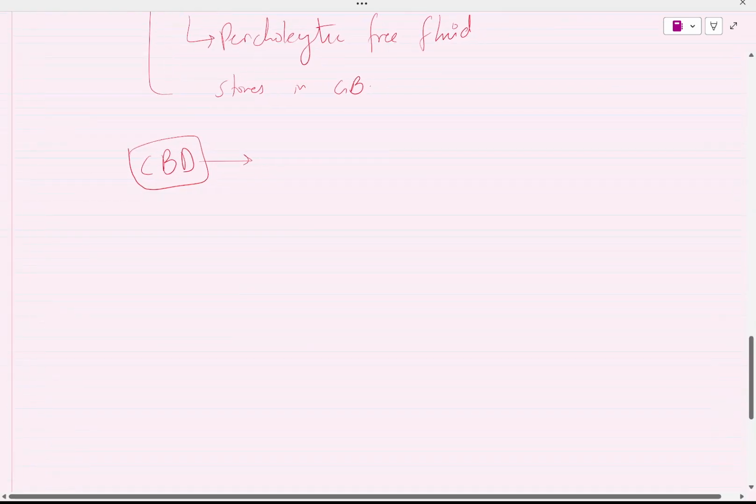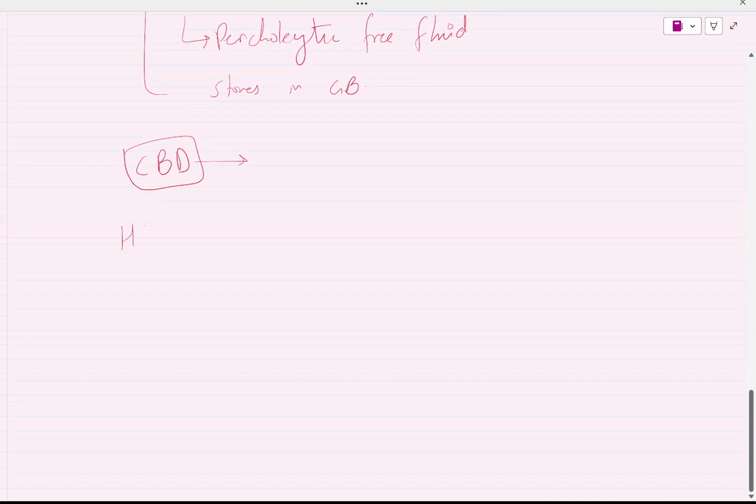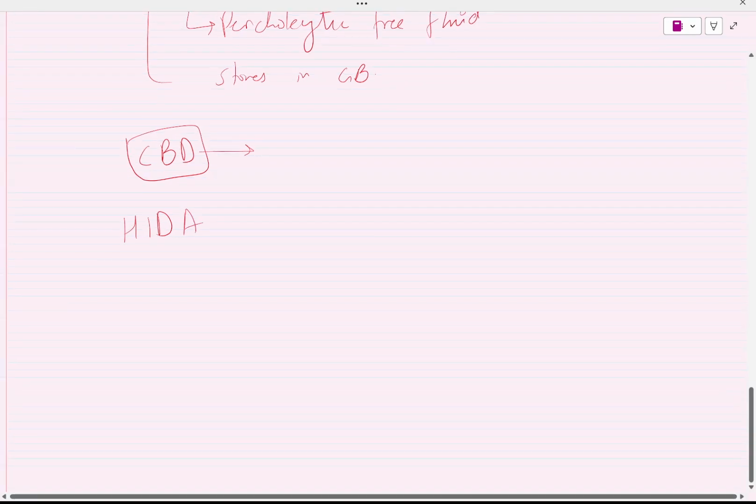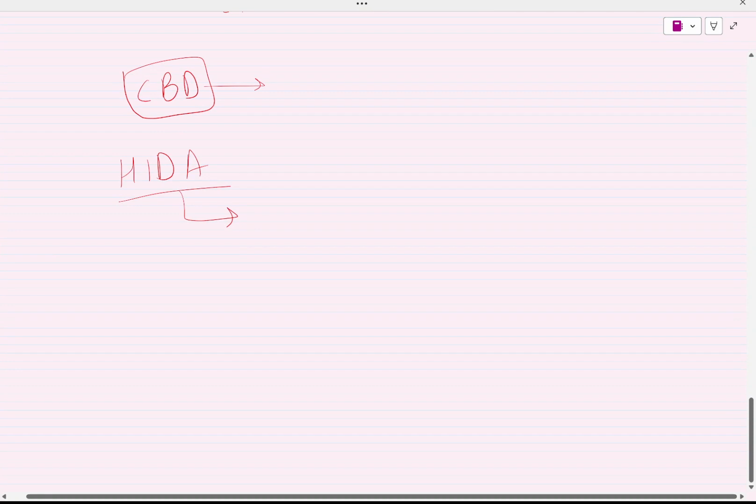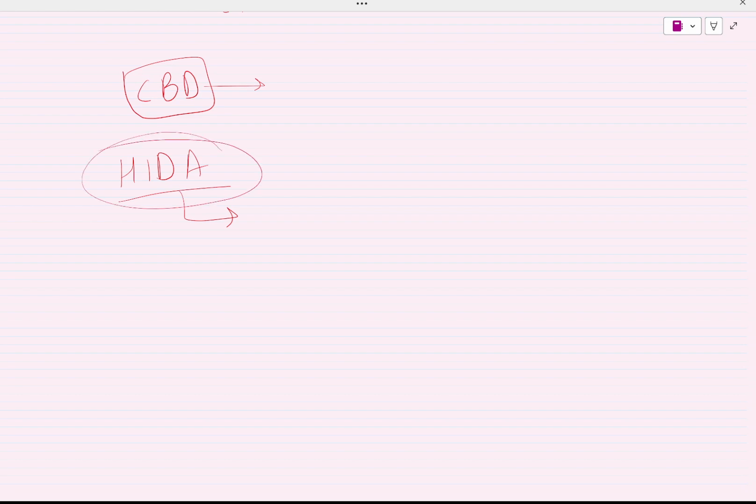So the next thing is HIDA scan, cholescintigraphy. Hepatobiliary iminodiacetic acid scintigraphy, or HIDA scan. It is the preferred confirmatory test for uncomplicated acute cholecystitis. If you could not conclude from your ultrasound investigation, you will go for HIDA scan.